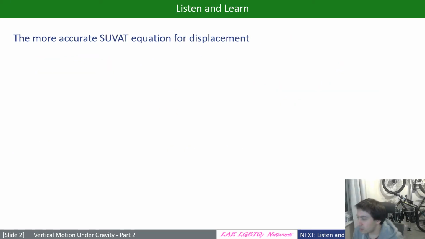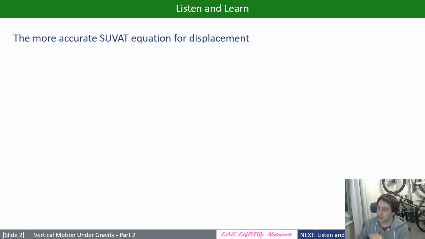Okay, and next, this is nothing too difficult, I don't think, but I do have to warn you, this is a slight deviation from the textbook, because I think the way it's taught in the textbook is a bit confusing, and there's a far simpler way of understanding what I'm about to tell you. Hopefully that doesn't sound too vague. So what I'm telling you, you won't find in the textbook, but I think it makes things simpler. I'm kind of calling it the more accurate Suvat equation for displacement.